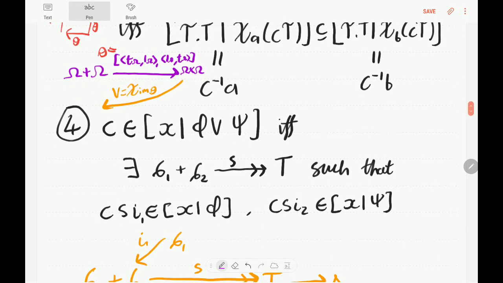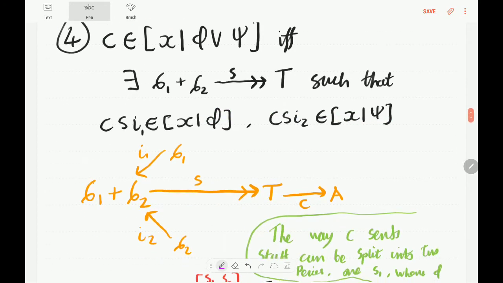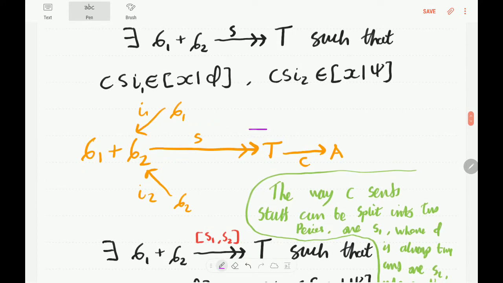but there's this other way from the Kripke-Joyal semantics, and the claim is that C is going to be in phi or psi if and only if there exists this epic S from the coproduct of two objects, zeta 1 and zeta 2, to T, such that C S i1 is in the extension of phi and C S i2 is in the extension of psi. So we have this kind of picture.